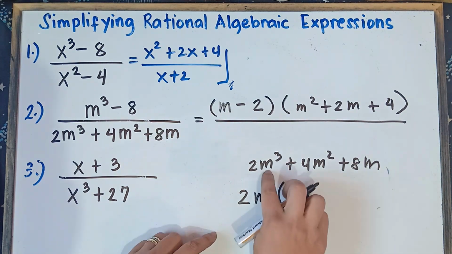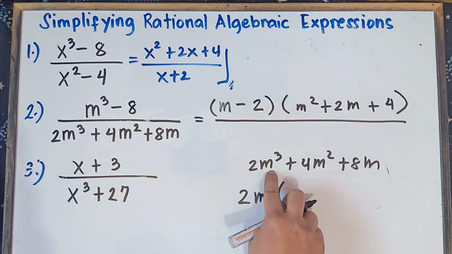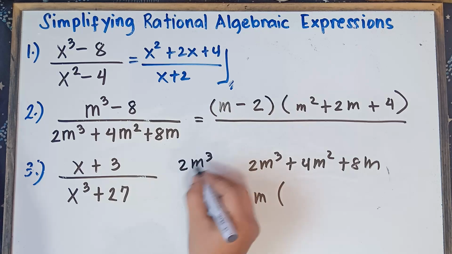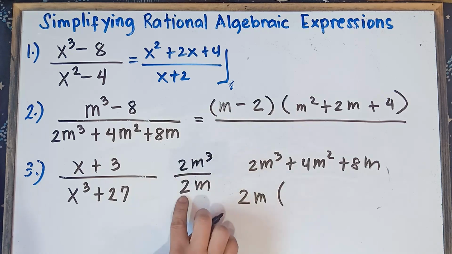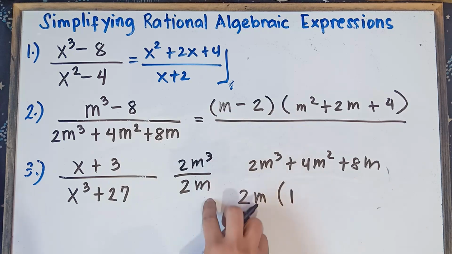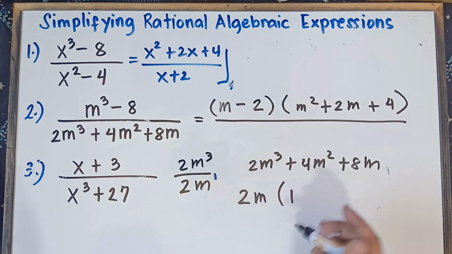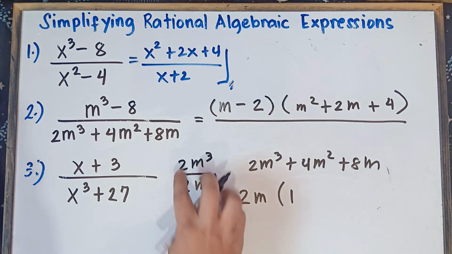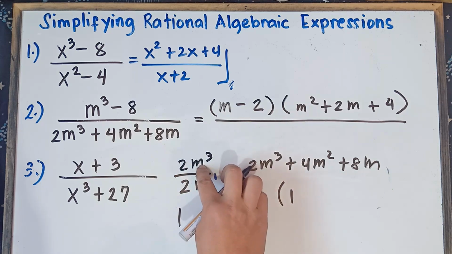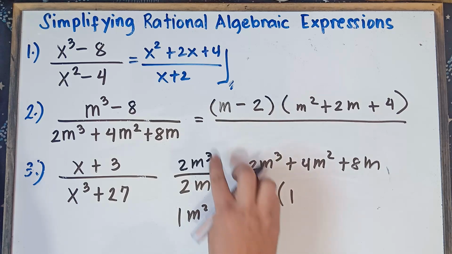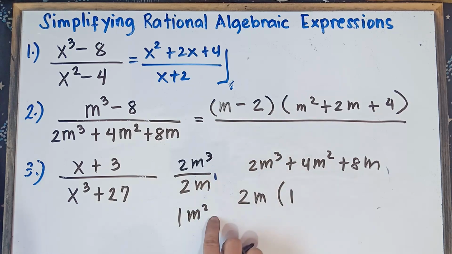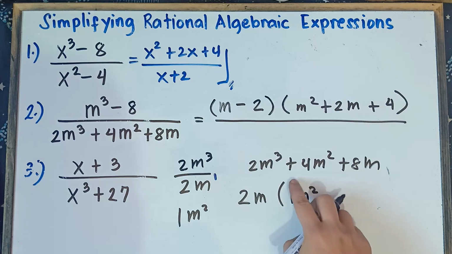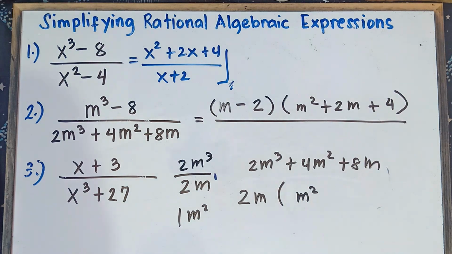Alright, and then simply divide this one. 2m cubed divided by 2m. So 2 divided by 2 is 1. M cubed divided by m, simply subtract the exponent. Understood that there's 1 here. 3 minus 1 is equal to 2. So that would be 1m squared, or we can just simply erase the 1. That's okay. Alright, and then this one, divide this one.